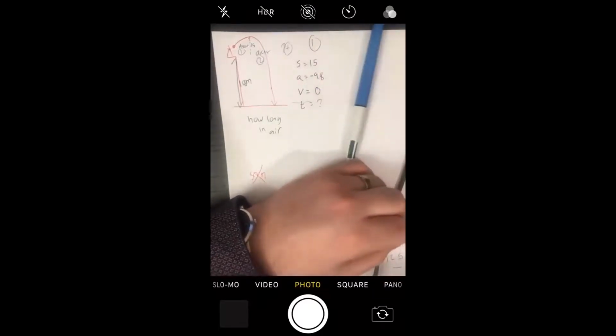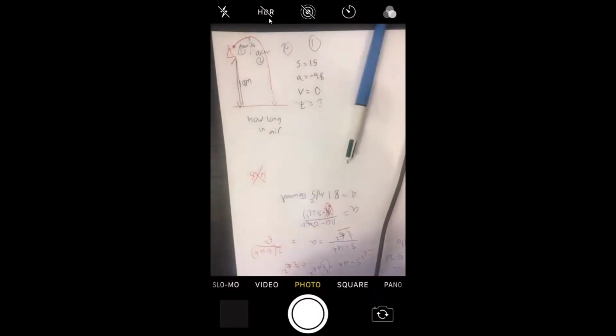Does anyone want to say in chat what the equation is? It's got S, A, V, and T in it. Which one should I use? Put it in chat or say it out loud if you want.